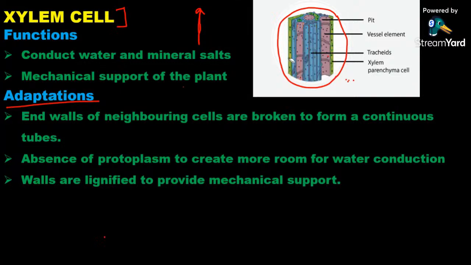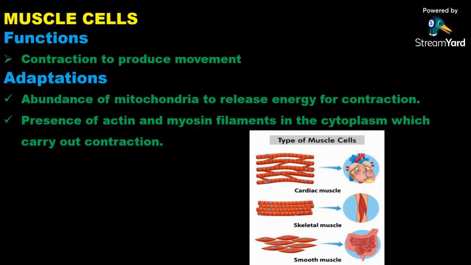And of course, I just hope this diagram is clear to your end. All right. So now, aside from this, let us look at other types of specialized cells. So now we are going to look at muscle cells as one of the specialized cells.